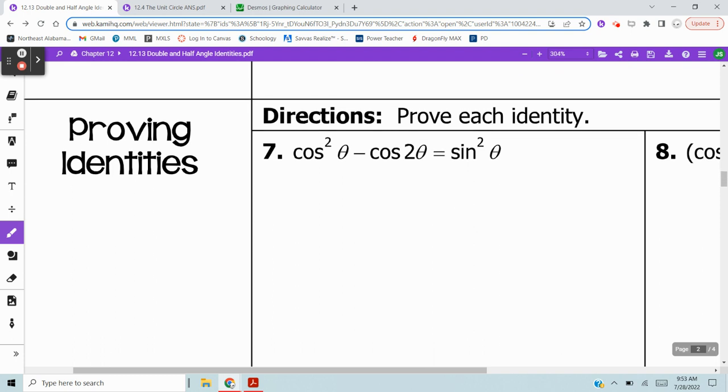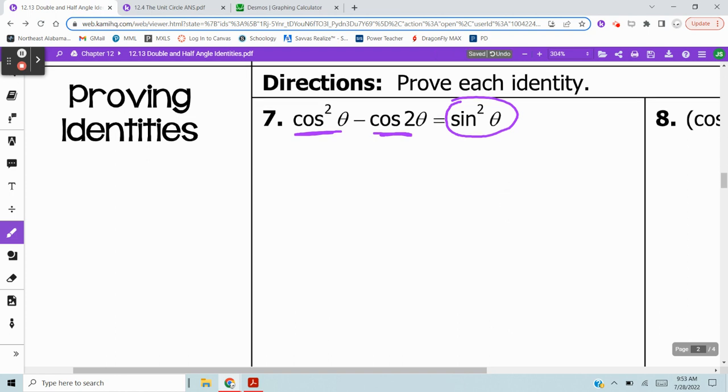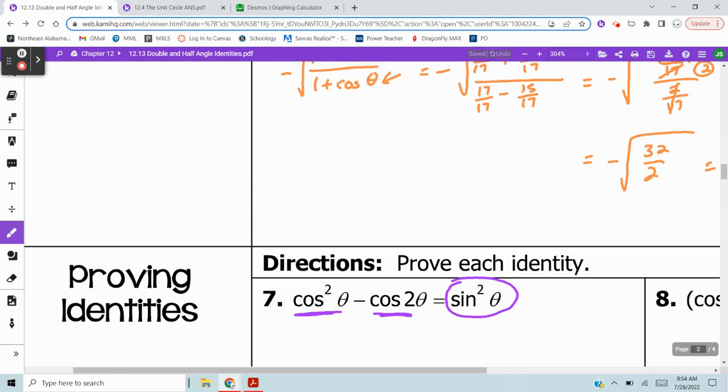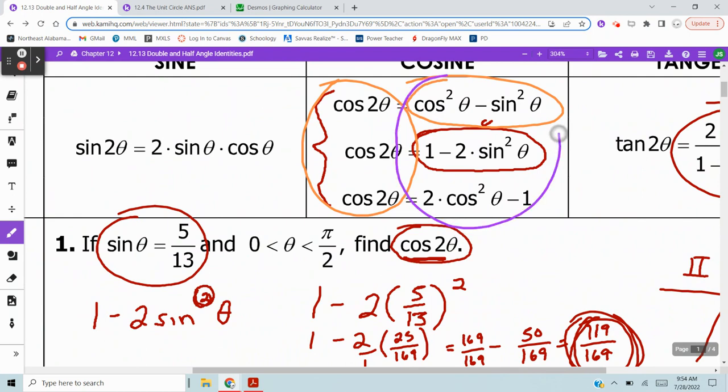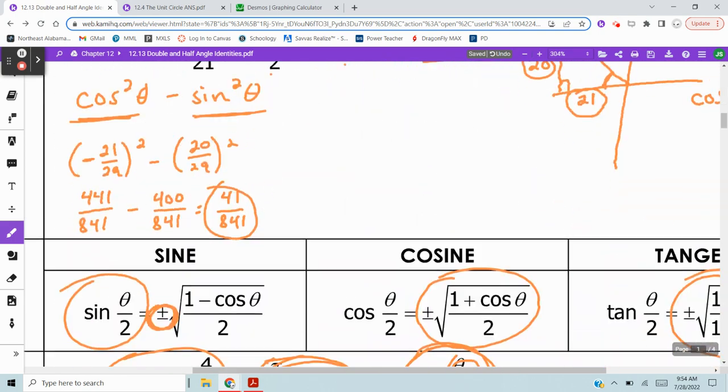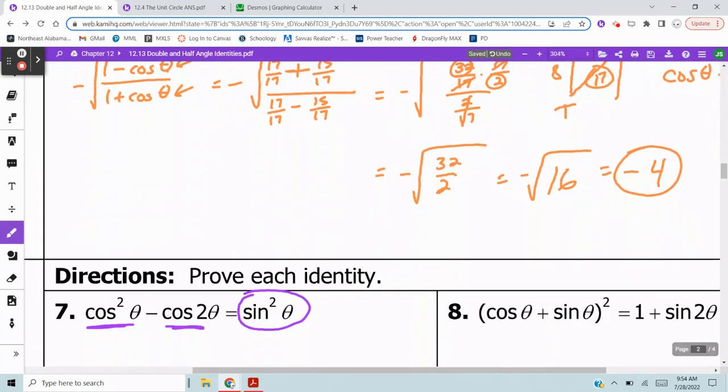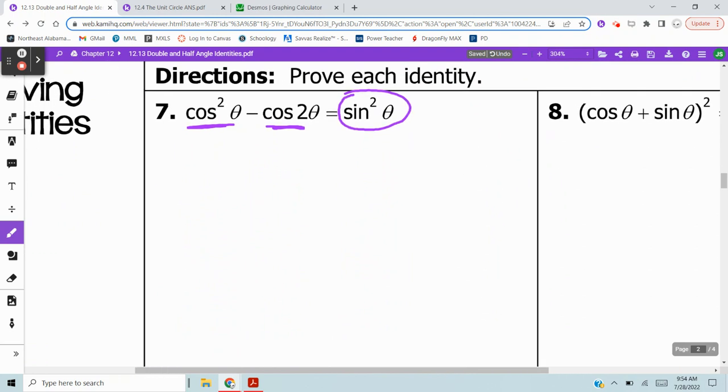And again, with proofs, we always work with our more complicated side, and we try to turn it into our clean side. So on the first one, cosine squared, which we already recognize, we can't do a whole lot with it, but this cosine 2 theta, we recognize it as a double angle identity. And we can change that into one of 3 different things. Just a reminder from up here at the top, cosine 2 theta is equal to all 3 of these things, and you can change it to any of them. So I'm just going to go with the first one, and sometimes on these you might have to try a couple of different ways. Sometimes one way might be easier than another way.